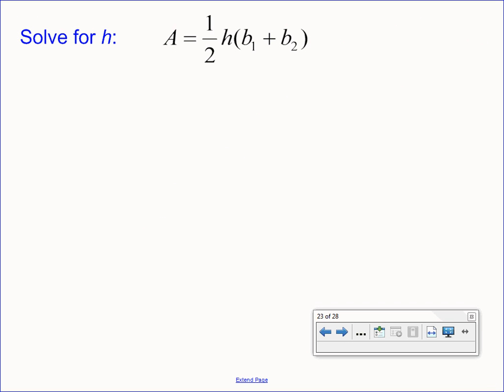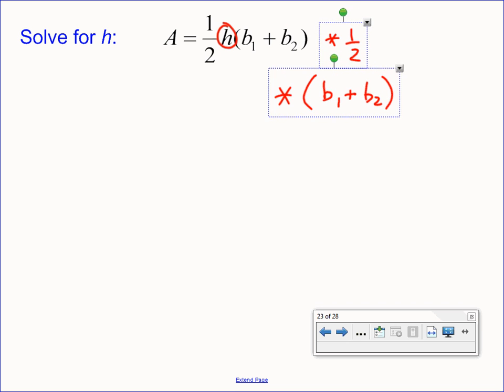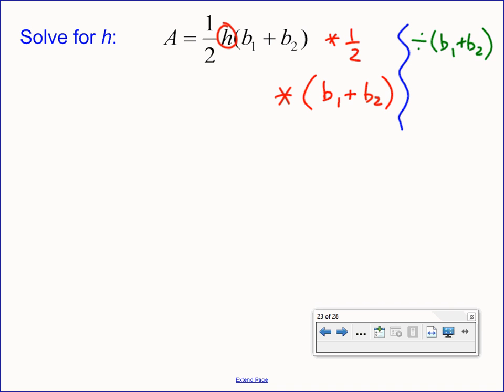Alright, let's solve for h again. Where's my h? H is right here. This is a good example of how we can do more than one step. I'm going to do my forward steps. The first thing I would do is times by 1/2, and then I would times by b1 plus b2. Alright, let's reverse and undo those. So, to reverse and undo those, I would divide by quantity b1 plus b2. And then divide by 1/2.